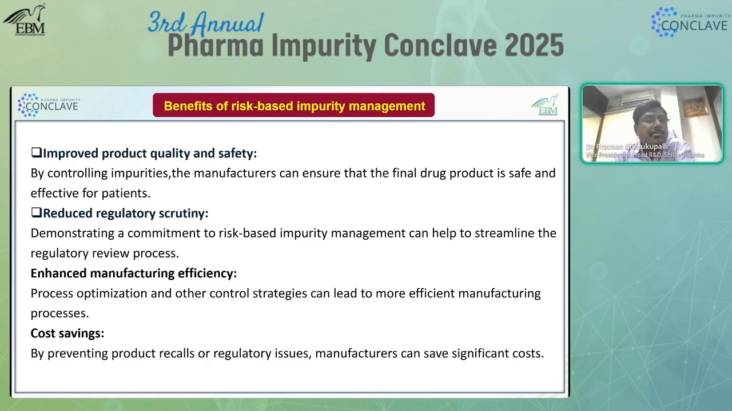Next, cost savings. By preventing product recalls or regulatory issues, a manufacturer can save significant cost. Suppose the recalls we see happen only because of inadequate knowledge on some of the things, or in a rush to release the product into the market. So when you have an appropriate control strategy for all the impurities, you can obviously avoid the recalls. By that you can cut the costs of the company.